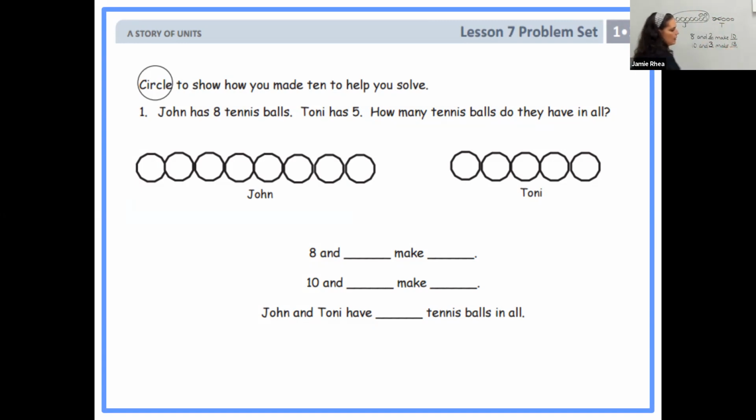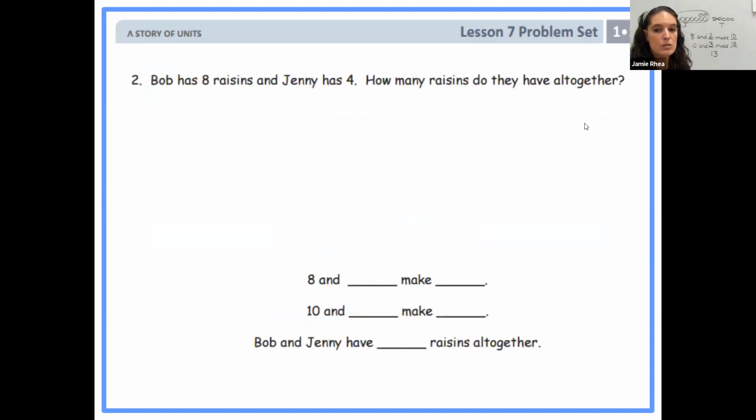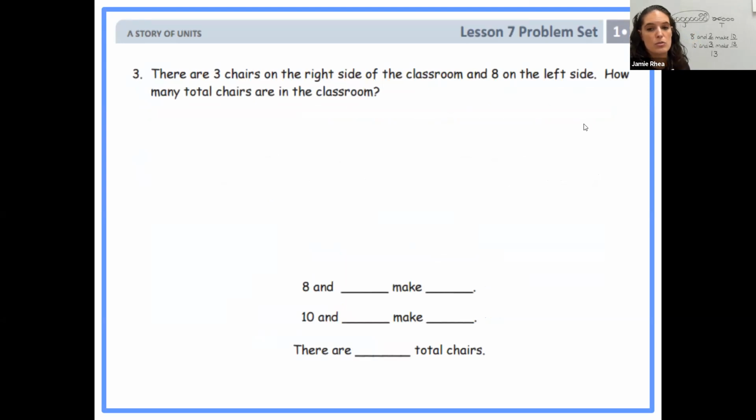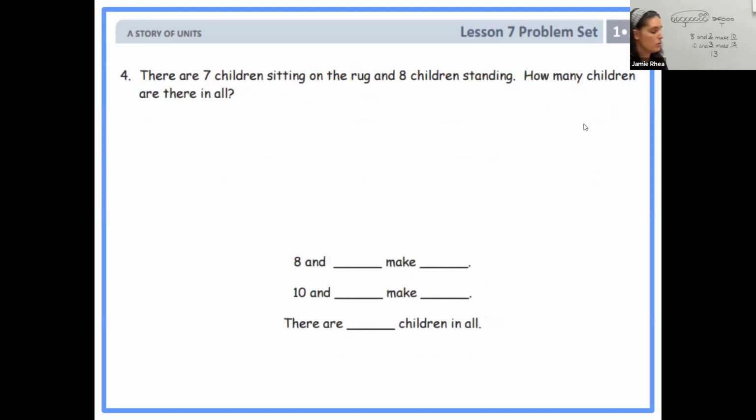13. Okay, now our statement at the bottom says John and Tony have, and you're going to put 13 tennis balls in all. Okay, make sure you're circling to show how to make 10, because that's what it wants you to do. Let's look at our next problem. I'm not going to do number 2 or number 3 because you're going to do those on your own, but I am going to do number 4 with you so you can see another example.